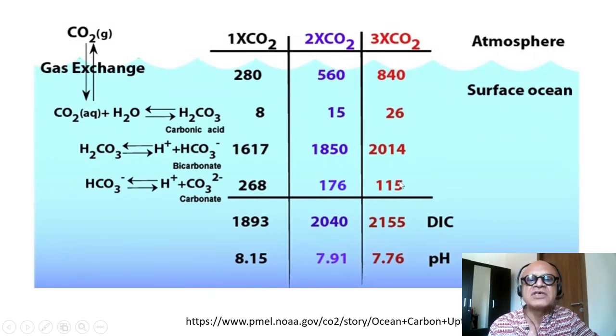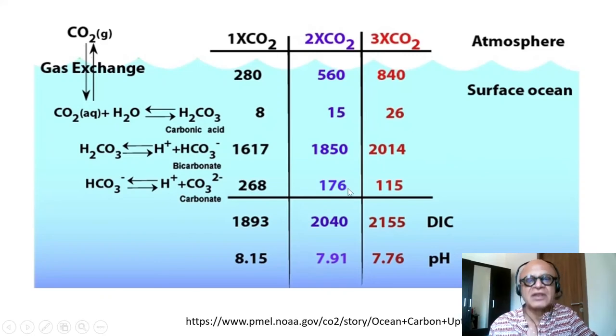So this is from PMEL here, showing that at the pre-industrial CO2 level of 280, H2CO3 carbonic acid was 8 units. The bicarbonate was 1,7, and carbonate, so bicarbonate and carbonate, 268. But as you double CO2 or triple CO2, this is not a linear change. Carbonic acid goes to 15 and then 26, so progressively less. And then bicarbonate increases as you expect, but progressively less rapidly. And then bicarbonate begins to drop off.